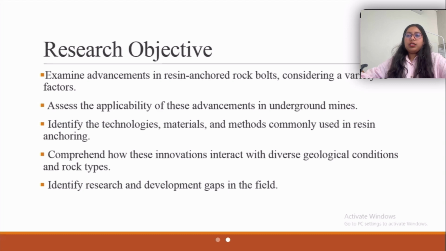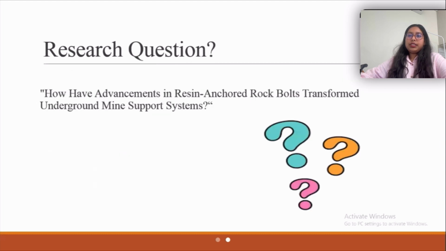and identifying technologies, materials, and methods that are commonly used in anchoring. Here we'll consider the geological condition and rock type and identify the research gap. My research question is, how has the advancement in resin anchored rock bolts transformed underground mine systems?